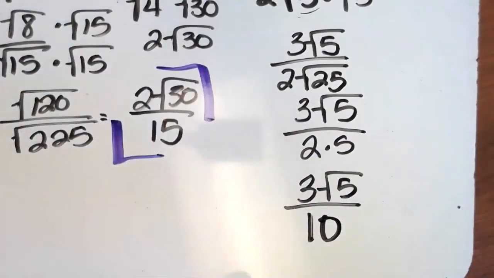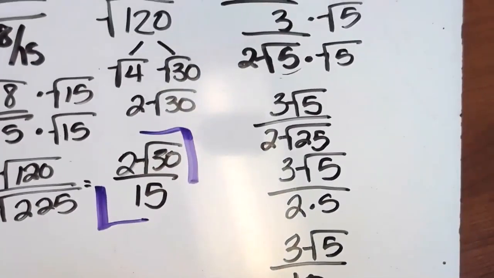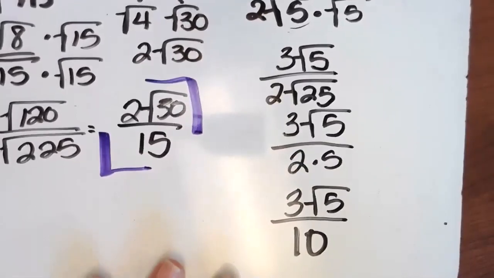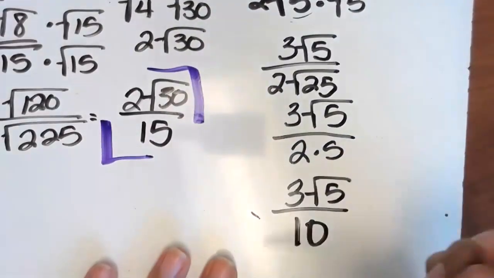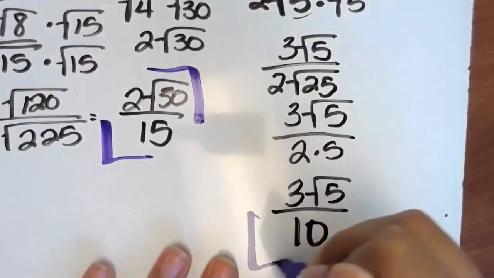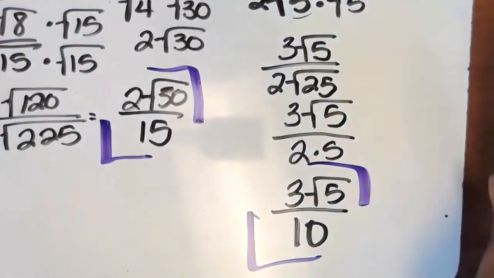And then you would just check to see if you can reduce this any more. And if you cannot, then this is your answer. This is it. So you just simplify until you can't simplify anymore.